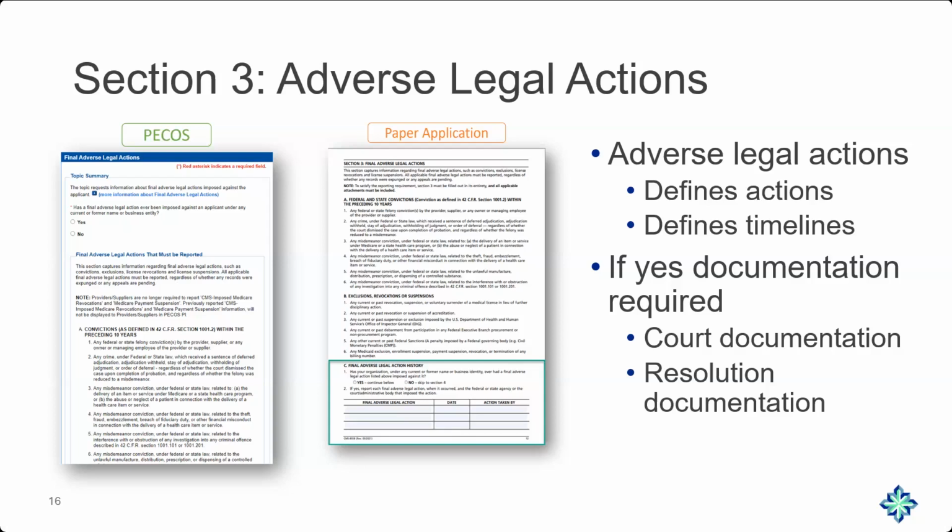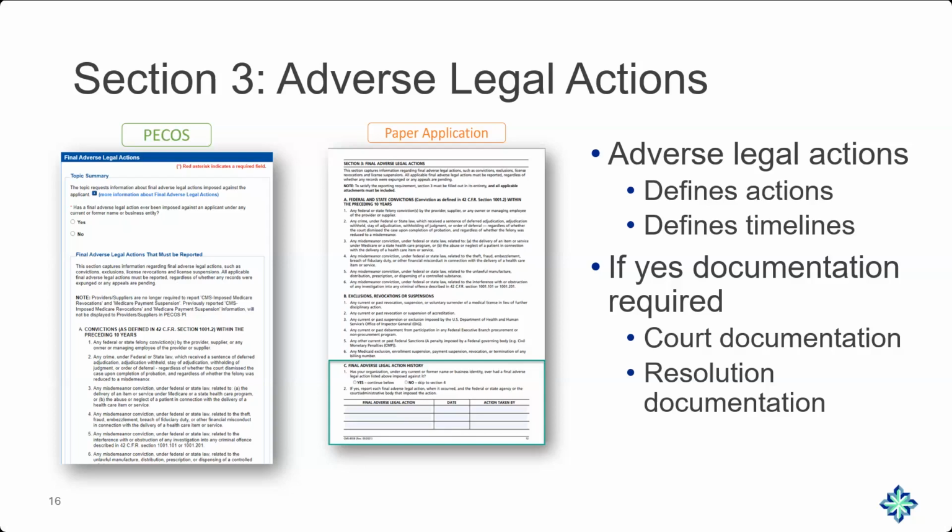Having an adverse legal action does not preclude the provider from enrolling in the Medicare program, but CMS needs to know about it, and the MAC may need to confer with CMS to determine the risk that is posed. This is a big part of fraud prevention. The best way to protect that Medicare trust fund is to keep those who would do harm to it from obtaining access to Medicare funds in the first place. So that's a big piece of what we're looking for here.